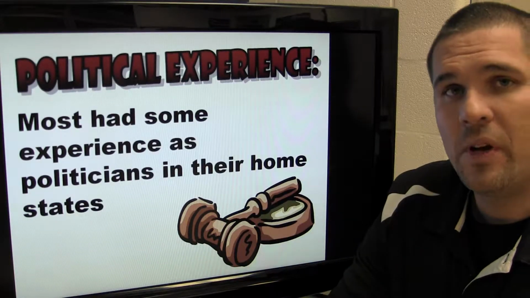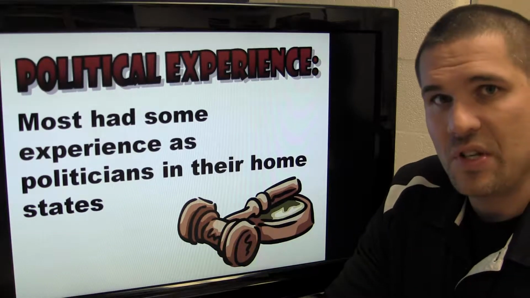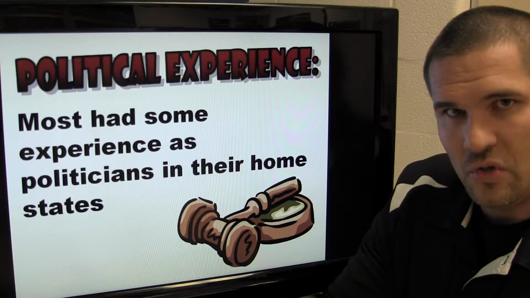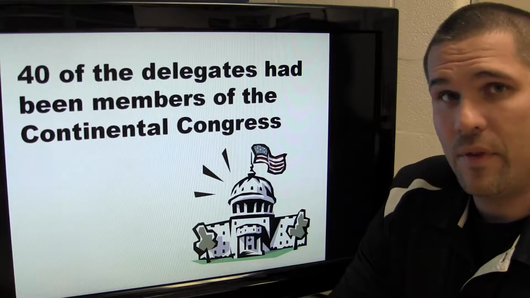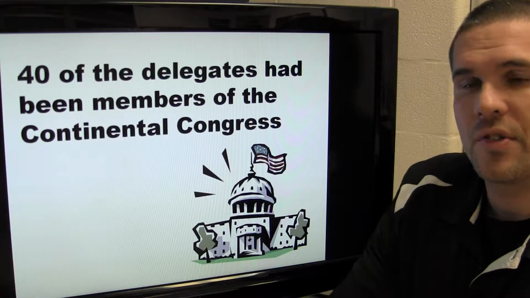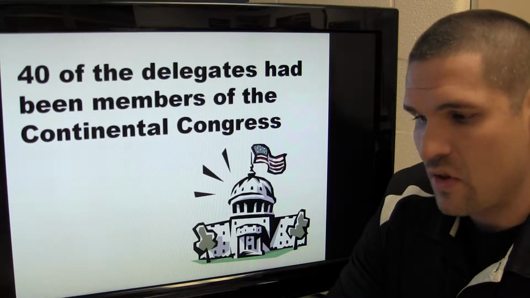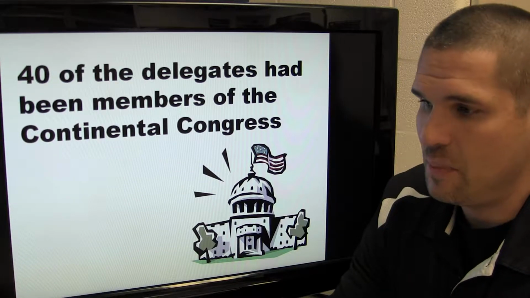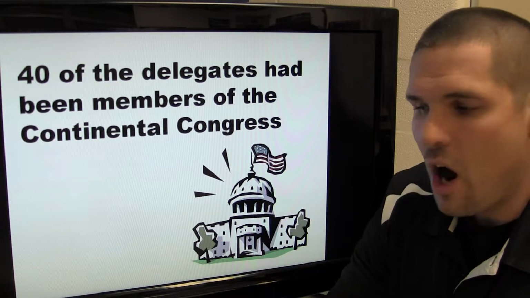Now let's look at their experience. A typical delegate, most had some experience as politicians in their states in the first place, so they were used to this. Actually, many of them, or 40 of the 55 delegates, had already been members of the Continental Congress, the Congress that brought us the Declaration of Independence. So these are the men that the Americans trusted in declaring independence. These are going to be mostly made up of the men who are going to lead us in changing our Constitution to make it better.